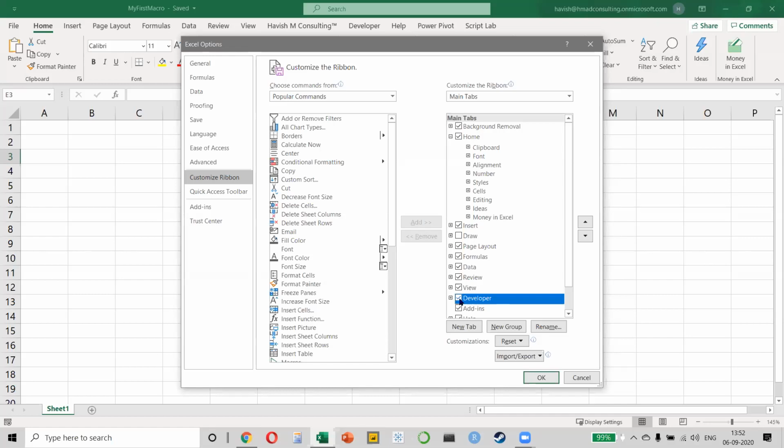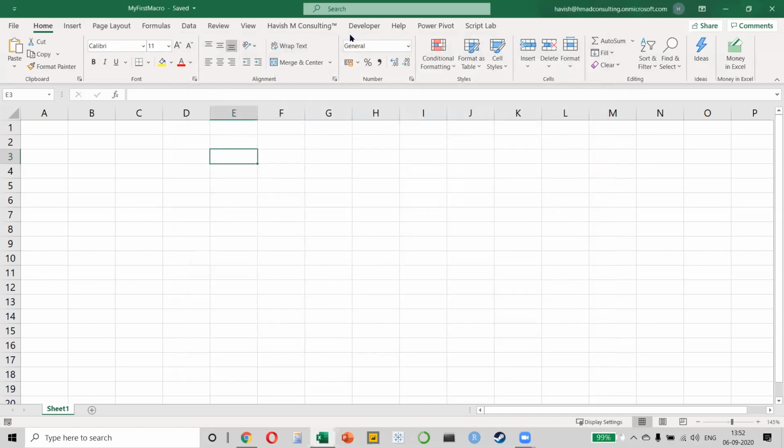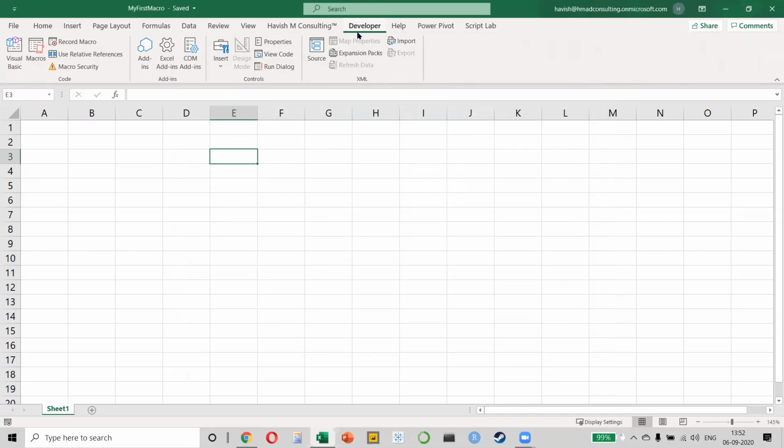Whether you are working on Excel 2007, 10, 13, 16, 19, 365, it doesn't matter. This option will be available on every version of Excel, okay? So it's not a new feature. It has been there since the beginning of Excel, 35 years back. When you do this, a new button called Developer will appear.